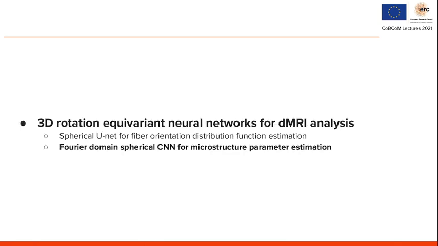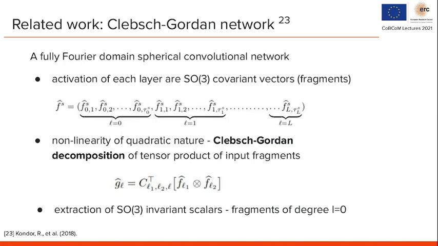At the end, I will present our recent work on Fourier domain spherical CNN for microstructure parameter estimation. Since nonlinearities applied in signal domains such as ReLU might introduce aliasing, a fully Fourier domain spherical CNN termed Clebsch-Gordan network has been proposed by Kondor et al.